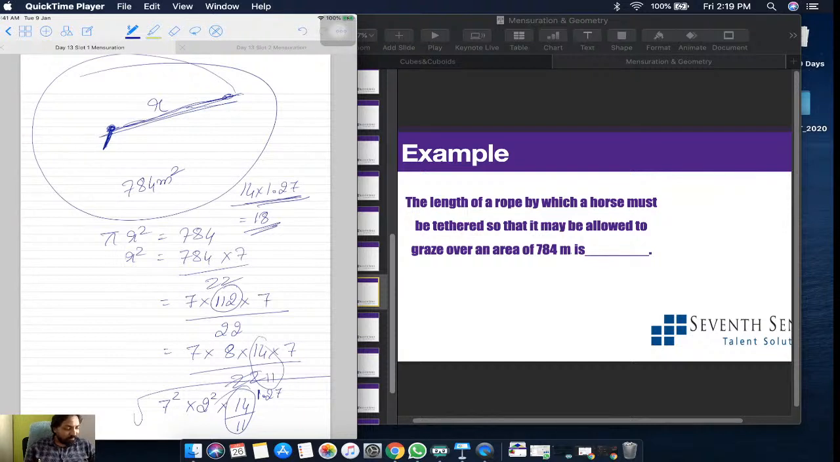How are you getting 15.79? I think I have made a calculation mistake. No, I don't think I have made a calculation mistake. 2 square is 4.